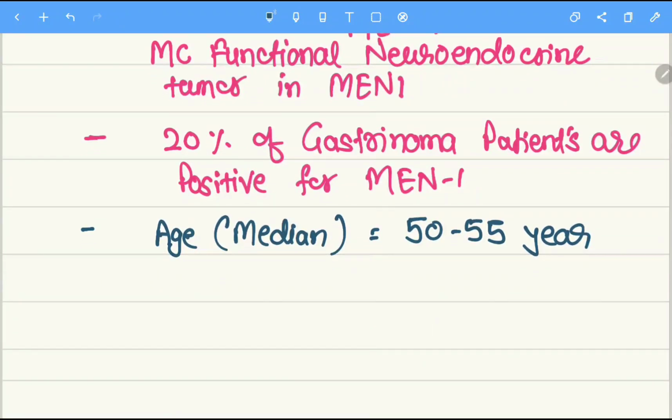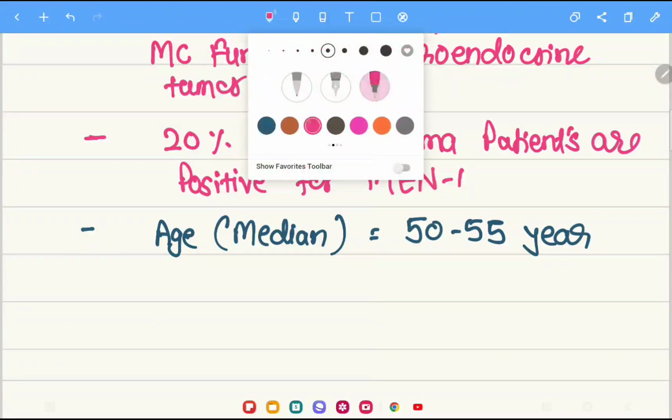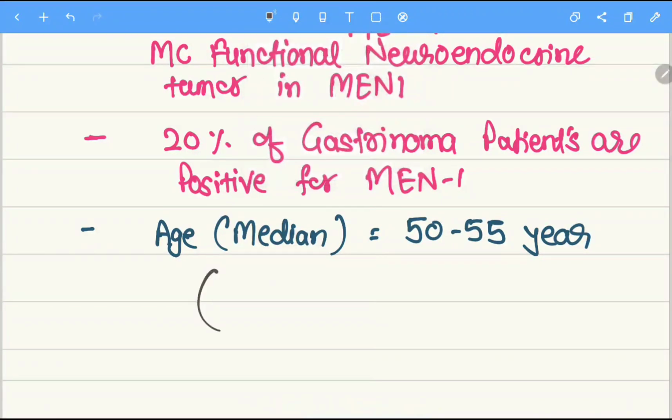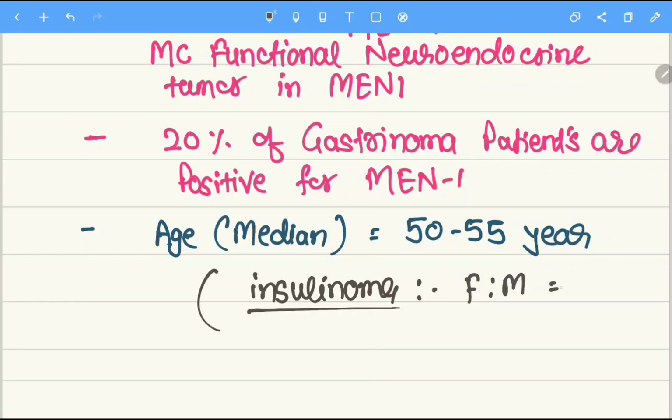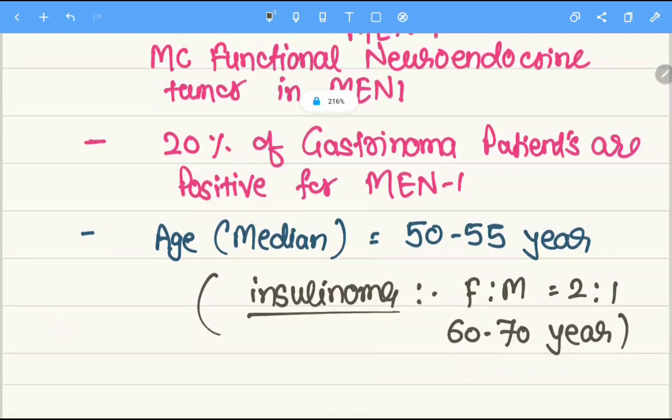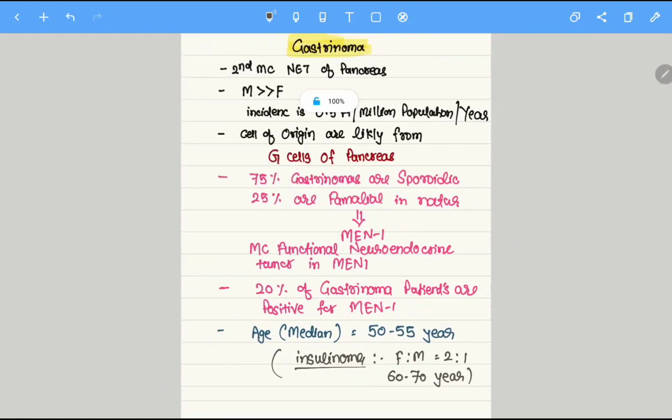If we compare this with insulinoma, which is the most common neuroendocrine tumor of the pancreas, it is common in females, with a female to male ratio of 2:1. Its median age of presentation is 60 to 70 years. So we talked about the cell of origin, epidemiology, and the functional and familial aspects.